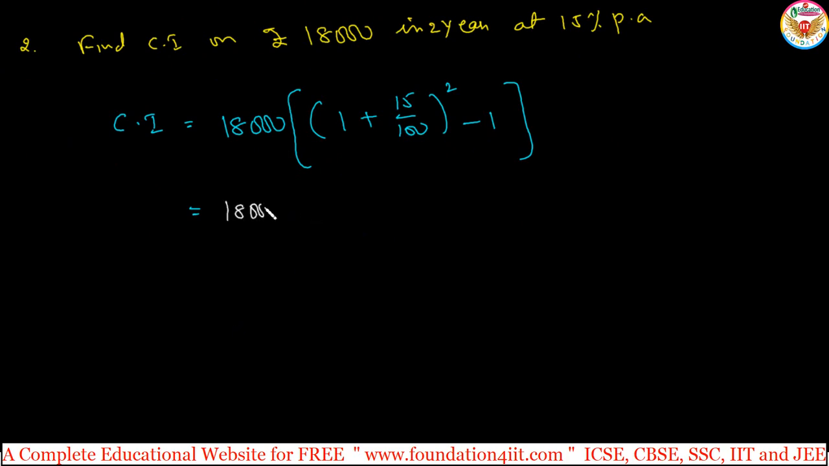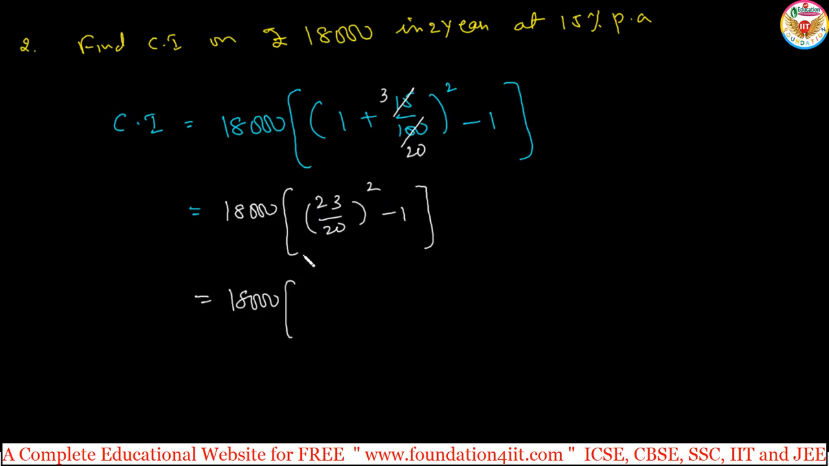So 18,000, in the bracket 1 plus 15 by 100. You can simplify 15 by 100, even cancel this: 5 3s are 15, 5 20s are 100, so 3 by 20. 1 plus 3 by 20 is 23 by 20. 23 by 20 whole square minus 1. So 18,000, 23 by 20 two times: 23 by 20 into 23 by 20, again minus 1.